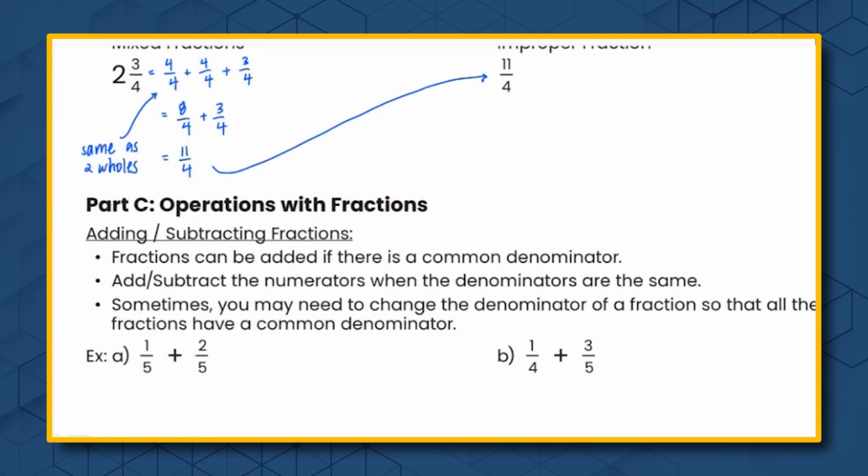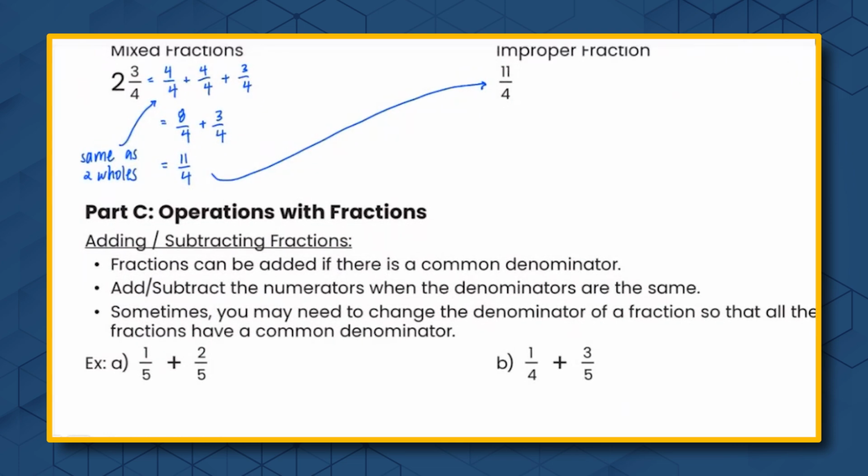So first, in example A, we want to take 1 over 5 and add it to 2 over 5. Again, the general rule with adding and subtracting fractions is that the denominators have to be the same. In this case, we see very clearly that the denominators of our two fractions are the same. So this makes it very simple for us because all we have to do is simply add the numerators together.